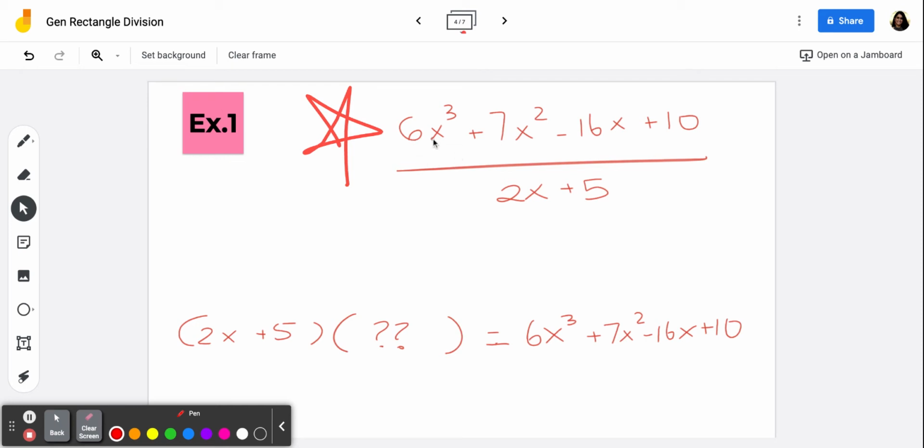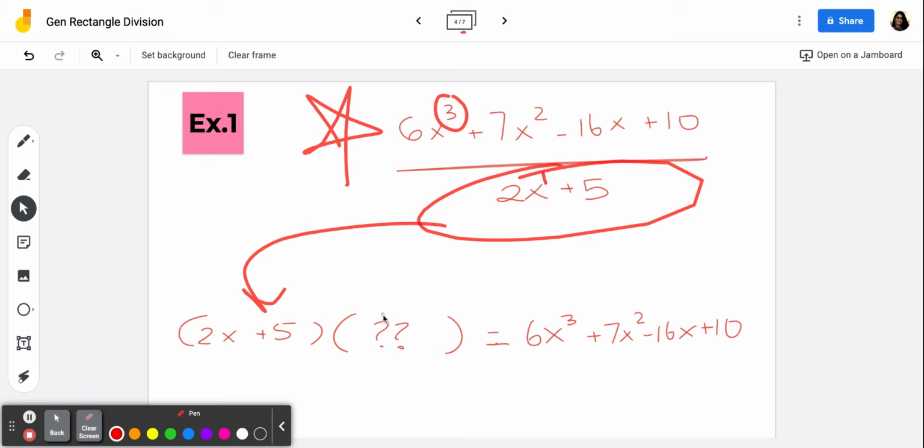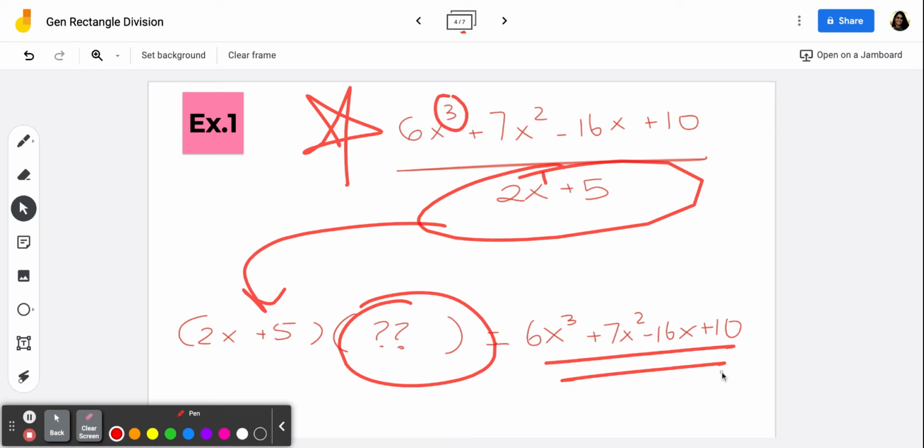Okay, so you wrote down 6x cubed. This is a cubic divided by a linear. Cubic divided by a linear. Now think about what that means. What this is saying is 2x plus 5 multiplied by some other factor equals a cubic. I want you guys to think about what degree this factor will be. What do I expect it to be? What multiplies with a linear to make a cubic? This is going to have to be an x squared plus and minus a bunch of other stuff.